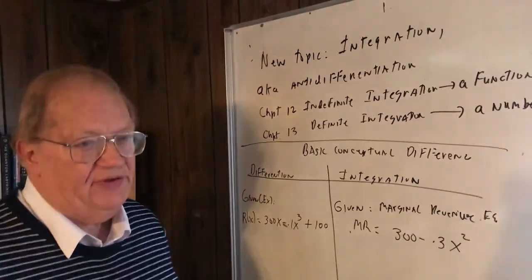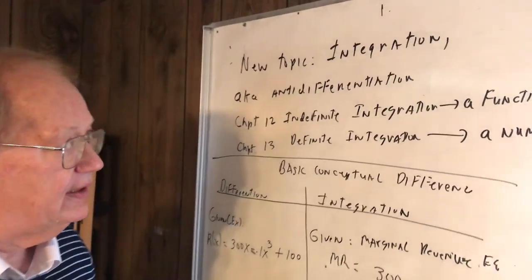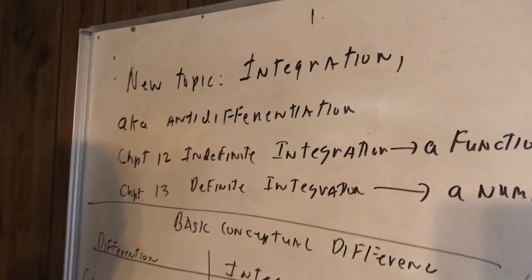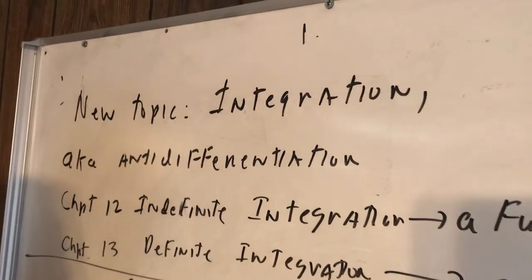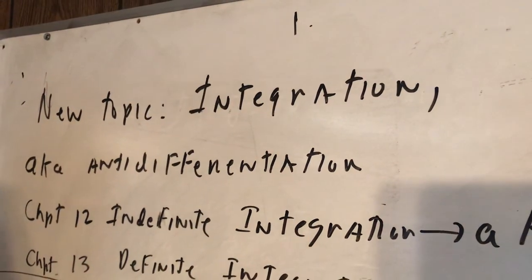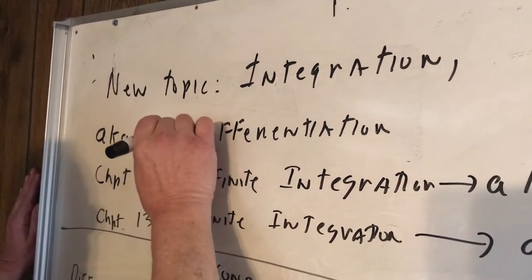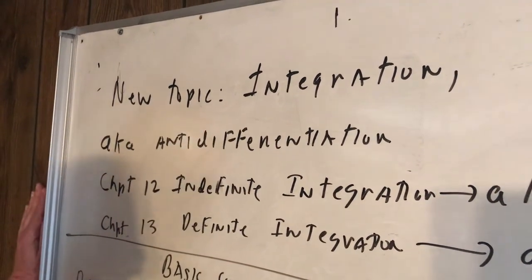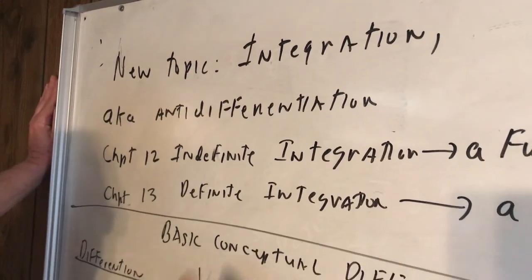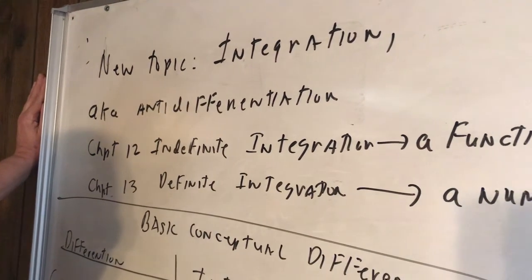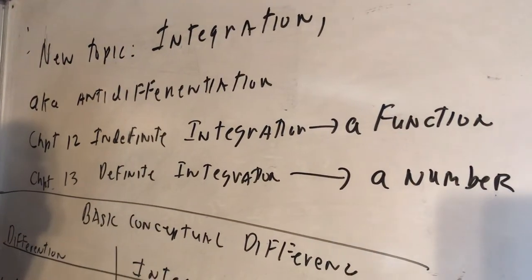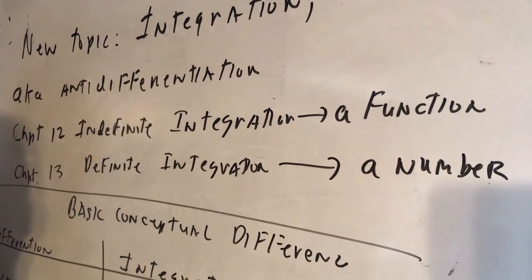All right, we're going to change topics now. We've been talking differentiation for finding derivatives. We're going to do a new topic called integration, also known as anti-differentiation, which tells you something, that it's the reverse. There's two types. Chapter 12 is the indefinite integration, and Chapter 13 is definite integration.